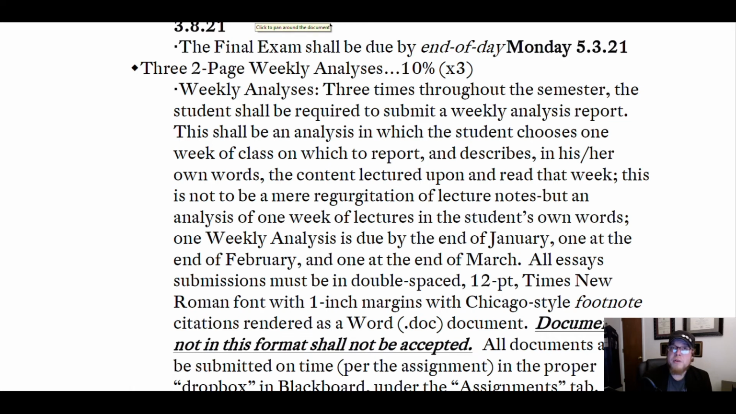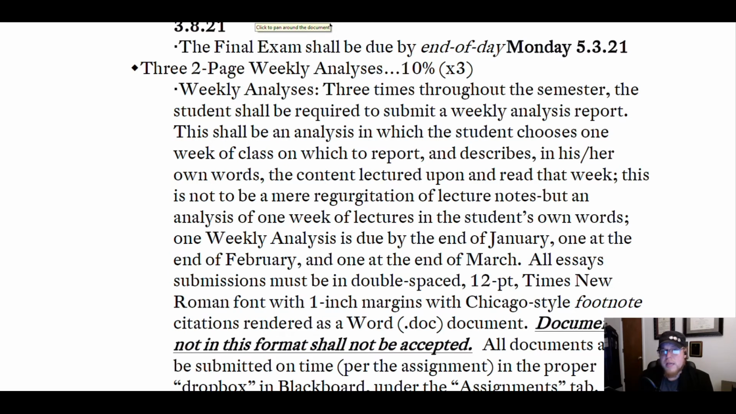And these papers are due in a systematic way. So the first one's due at the end of January. The second one's due at the end of February. The third one's due at the end of March. How long? 2-page papers. 12-point, Times New Roman, double-spaced, 1-inch margins. And there will be an exemplar on Blackboard as well.